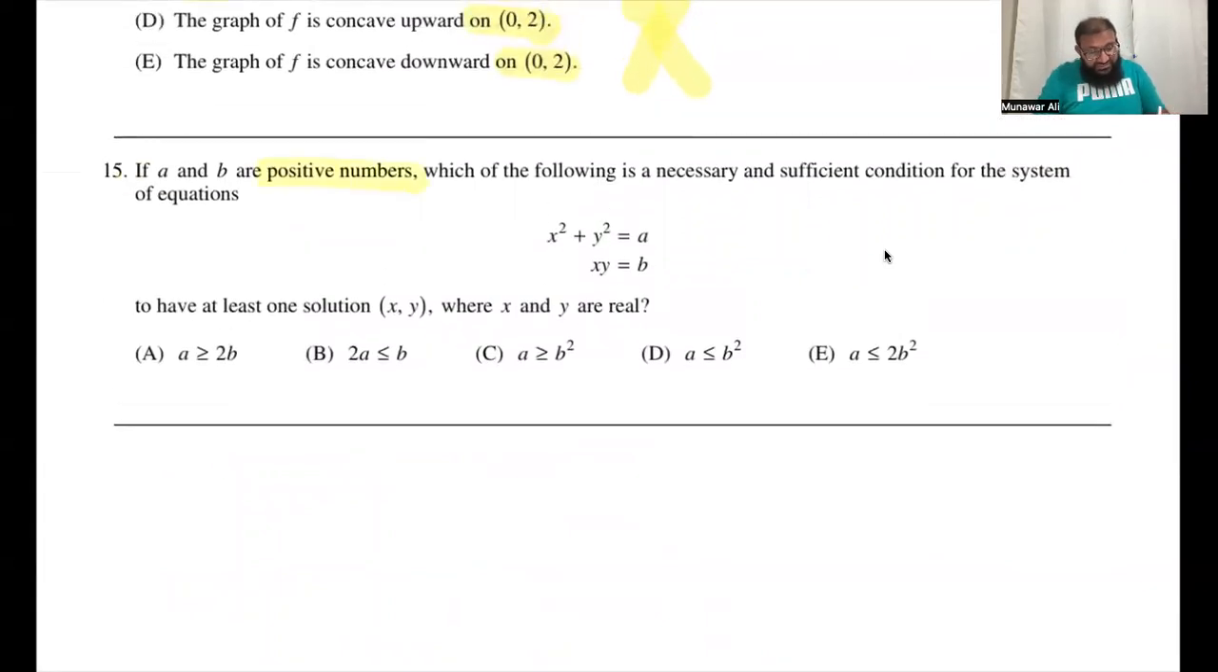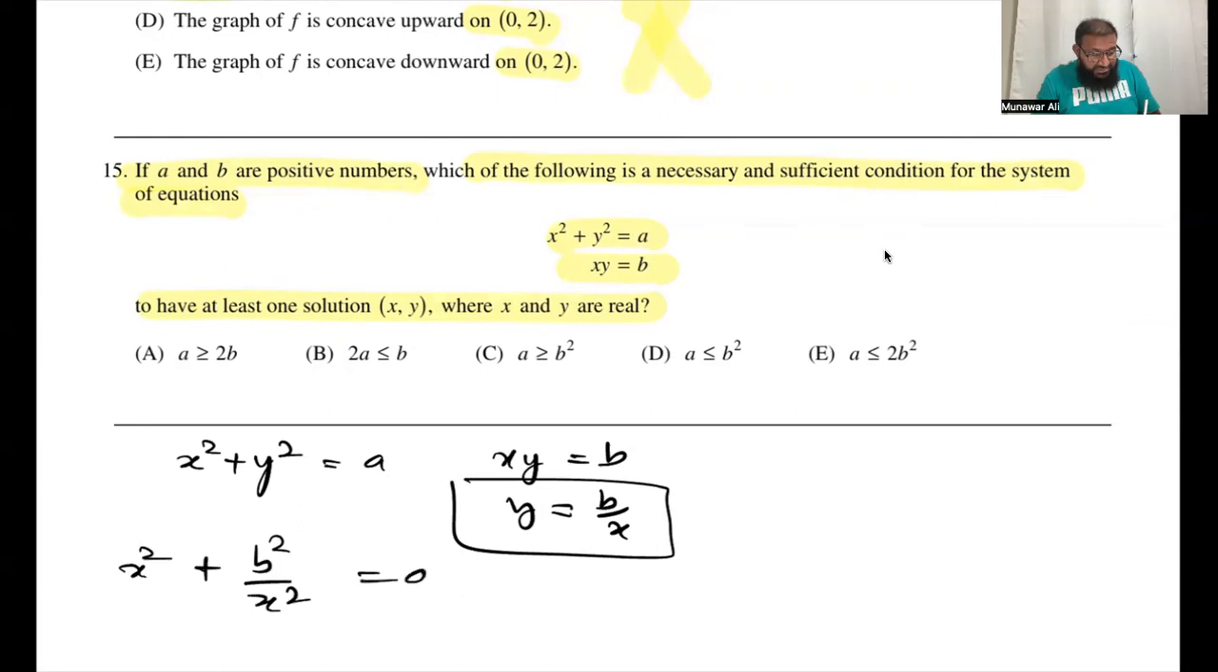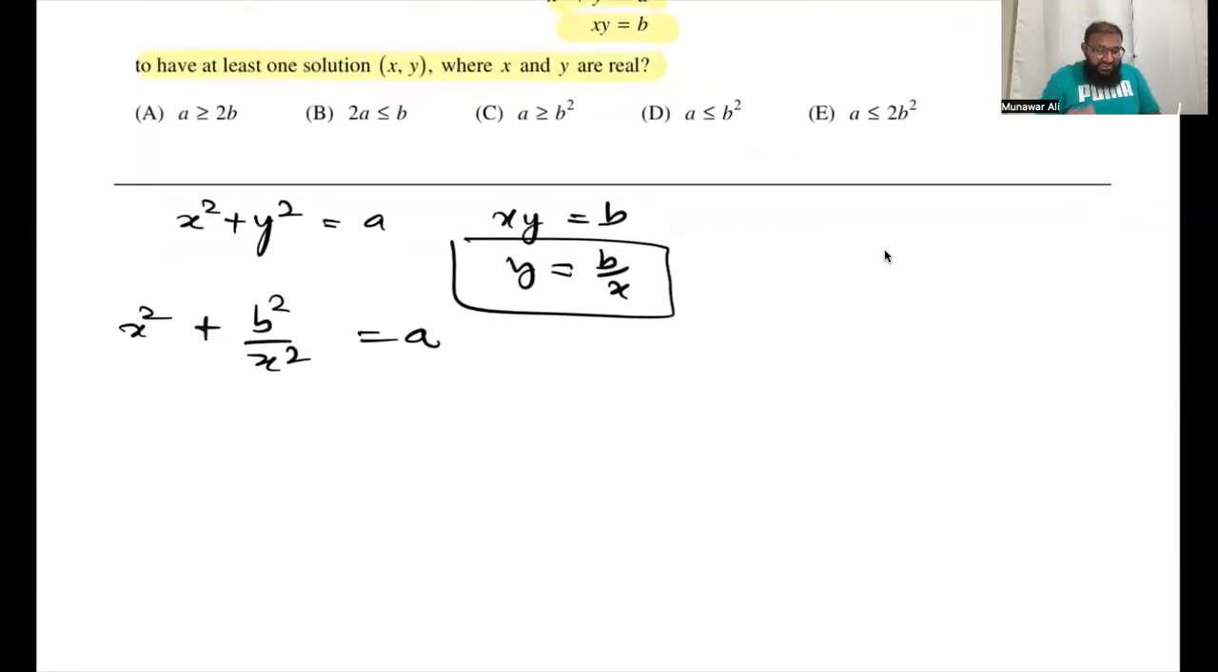A and B are positive numbers. Which of the following is a necessary and sufficient condition for the system of equations to have at least one solution where X and Y are real? We just need to solve this. So X square plus Y square equals A and XY equals B. I'm going to find the value of Y, which is B over X, and substitute it in the other equation. So X square plus B square over X square equals A. So I need to solve this.